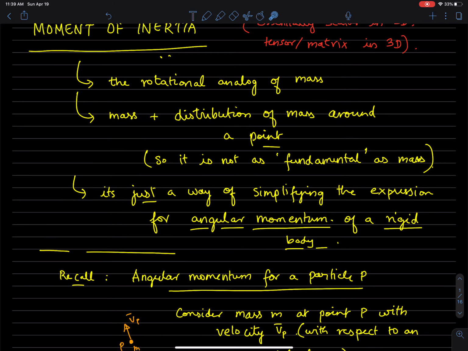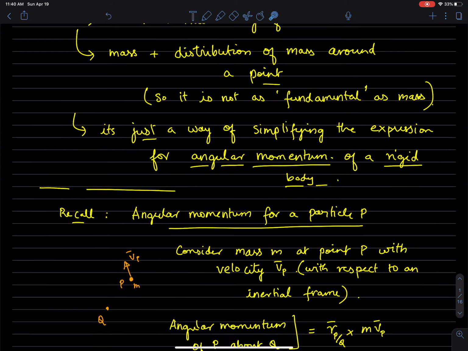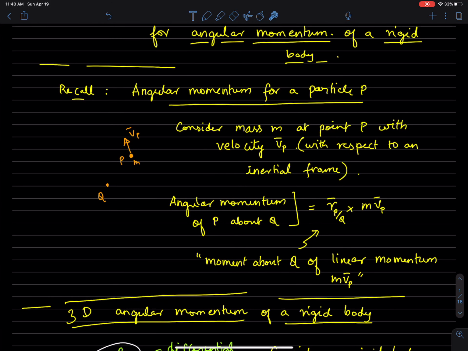Okay, you can think of moment of inertia as just a way of simplifying the expression for angular momentum of a rigid body. So we will get to that in the next few minutes. In a sense, moment of inertia is just a mathematical convenience that people invented, a quantity that captures the distribution of mass in a manner that you can write the expressions for angular momentum or the rate of change of angular momentum, even of a rigid body, in a convenient, simple manner and in a short form. Okay, let's look at how this is so.